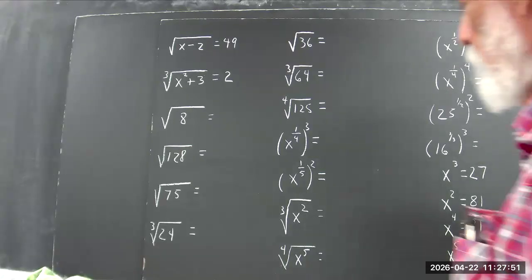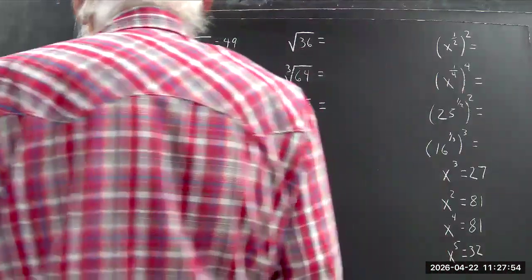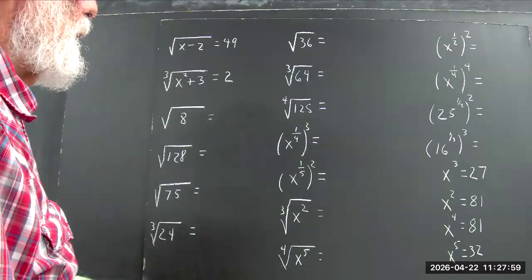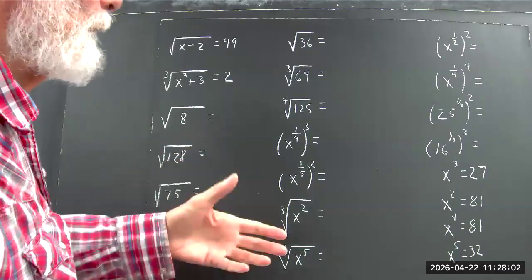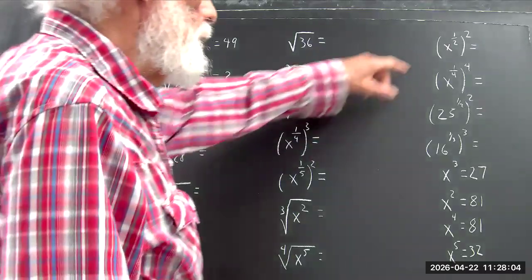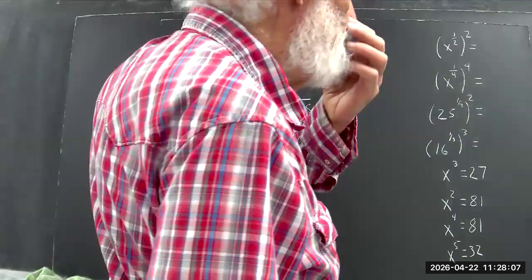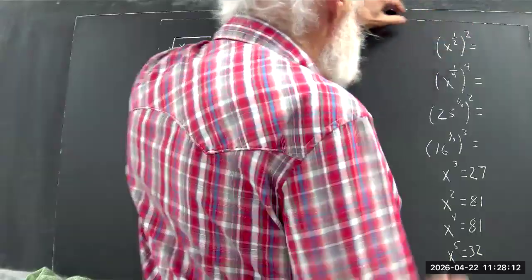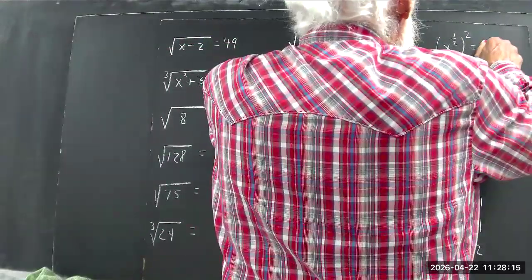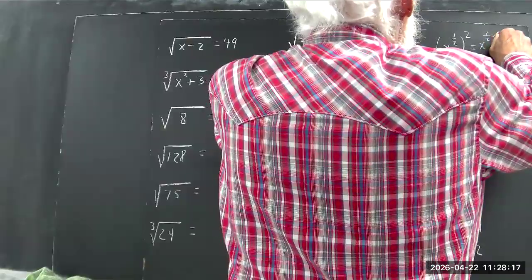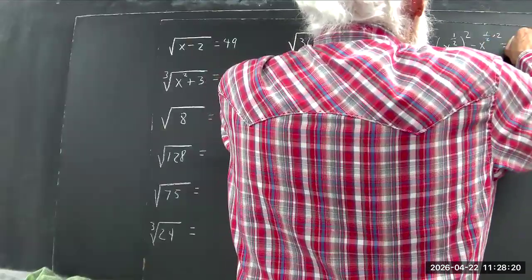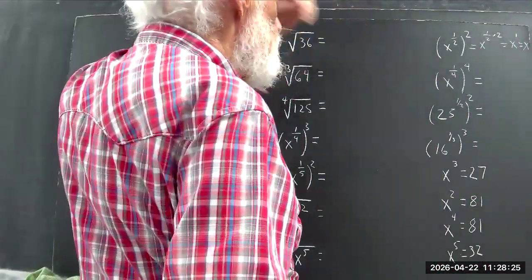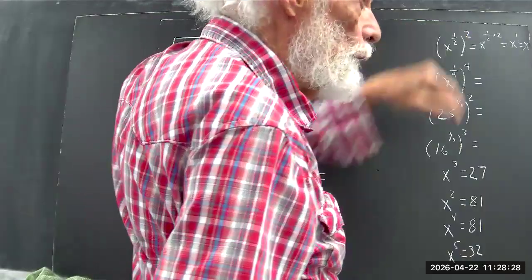We want to talk a little bit about roots and radicals. I've got a bunch of expressions up here, and we want to figure out what those expressions are equal to. Let's start with x to the 1/2 squared. By the rules for exponents, you have a power of a power. So this is x to the 1/2 times 2, which is x to the 1, which is just x.